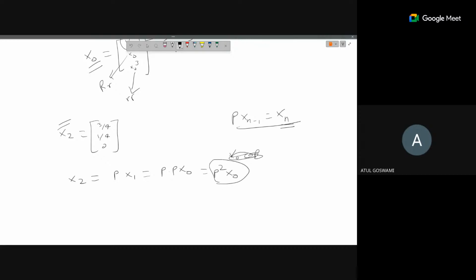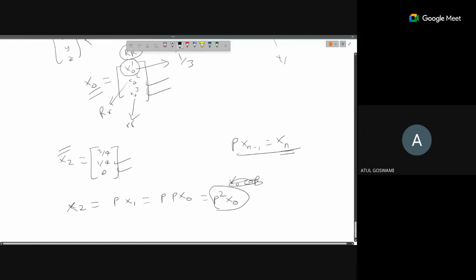So we have P. P is given in the question, and x2 is given in the question. Then from this expression we can get x naught. Once we get x naught, we can have these two values, whatever is given, I mean these two values.